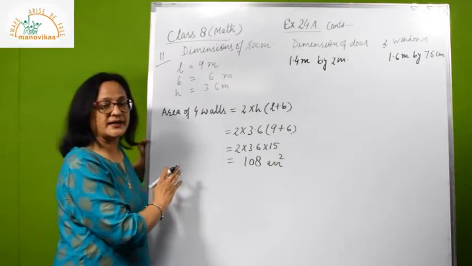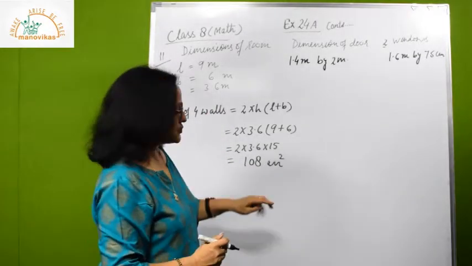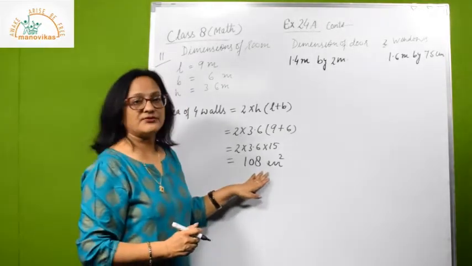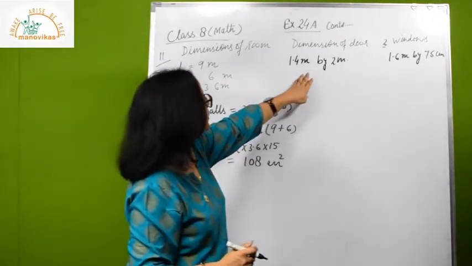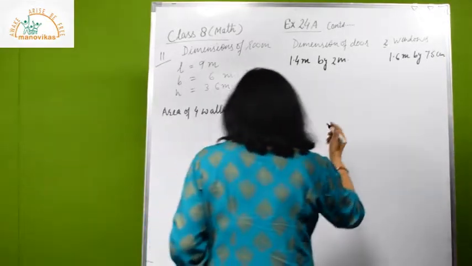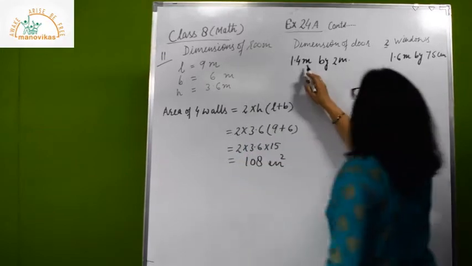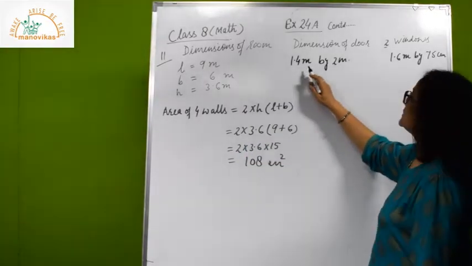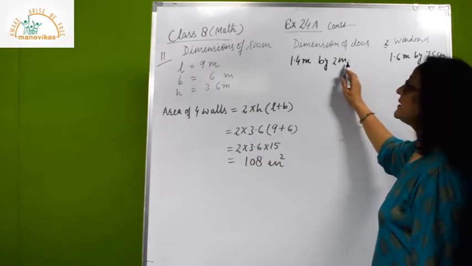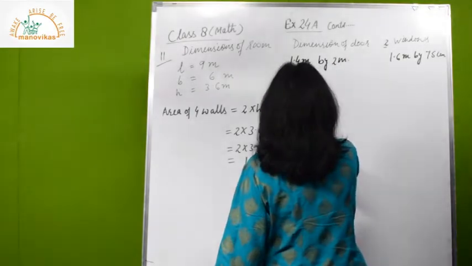But you have to find the area of four walls excluding the doors and windows. So from this area you have to subtract the area of doors and the area of windows. So find the area of door. Before we start, check the dimensions. Both the dimensions are in the same unit, so no problem. So area of door.